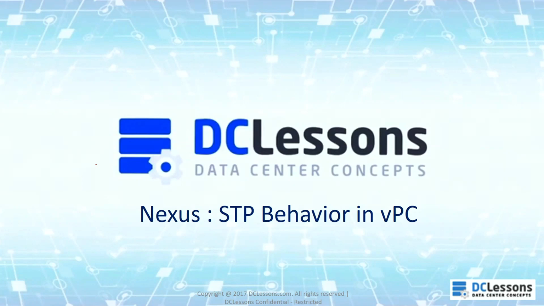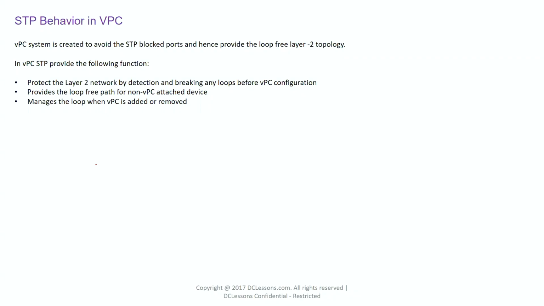Today we are going to learn STP behavior in VPC. So when a VPC system is created, the VPC system is used to avoid the STP blocked ports, and hence it provides a loop-free layer 2 topology. Now in a VPC system, STP provides the following functions. First, it protects the layer 2 network by detecting and breaking any loops before VPC configuration. It provides a loop-free path for non-VPC attached devices. It manages the loop when VPC is added or removed.